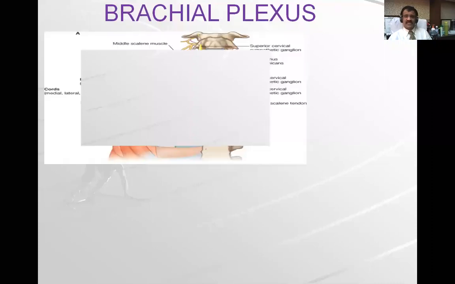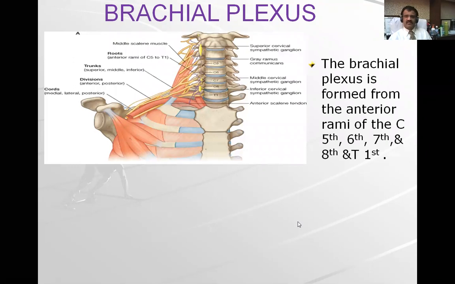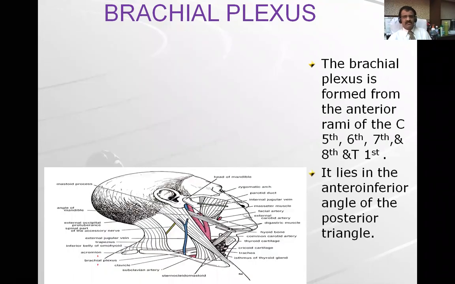The brachial plexus, which is present in the posterior triangle, we will see through this diagram image. The brachial plexus is formed from the anterior rami of C5, C6, C7, C8 and T1. It is formed from the anterior rami of four cervical and one thoracic nerve. It lies in the antero-inferior angle of the posterior triangle. Okay, a little part you can see here, in the antero-inferior angle of the posterior triangle.